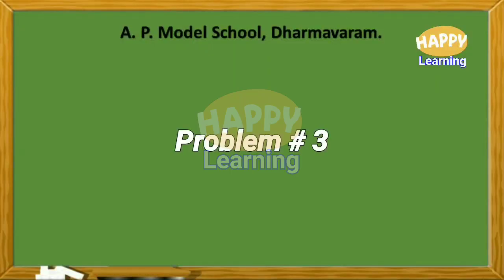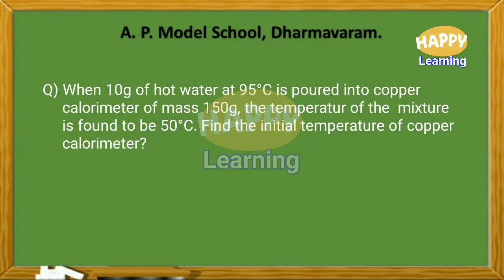Problem number 3. When 10 grams of hot water at 95 degrees Celsius is poured into copper calorimeter of mass 150 gram, the temperature of the mixture is found to be 50 degree Celsius. Find the initial temperature of copper calorimeter.